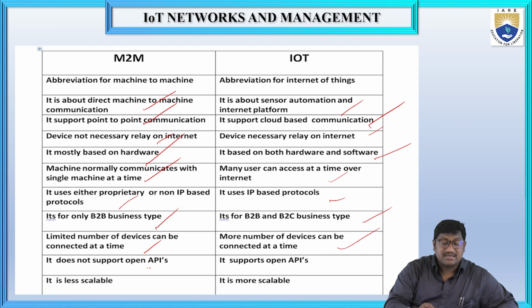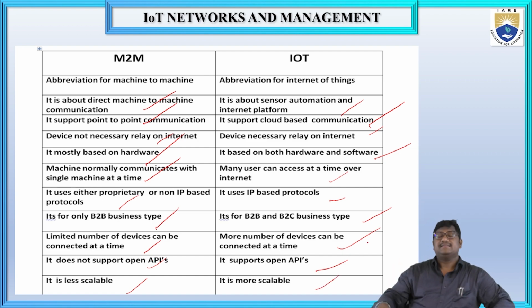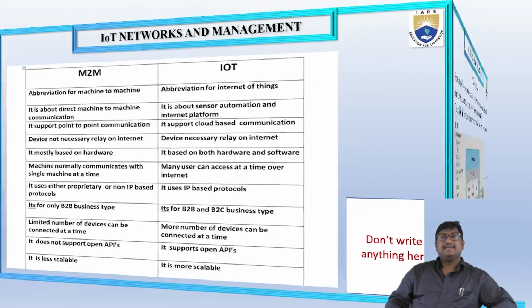And here we are supporting only open APIs, sorry, machine to machine doesn't actually support them. In IoT it will support. And coming to machine to machine, it is less scalable, whereas in IoT it is more scalable. These are the things which have to be considered, guys.